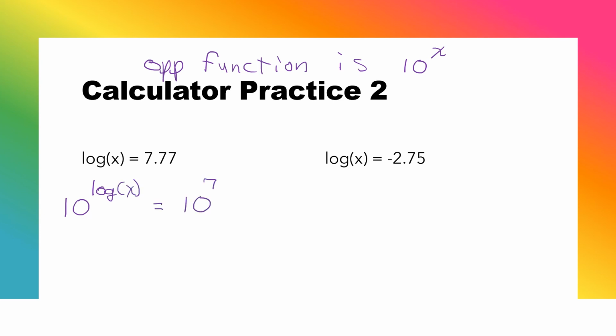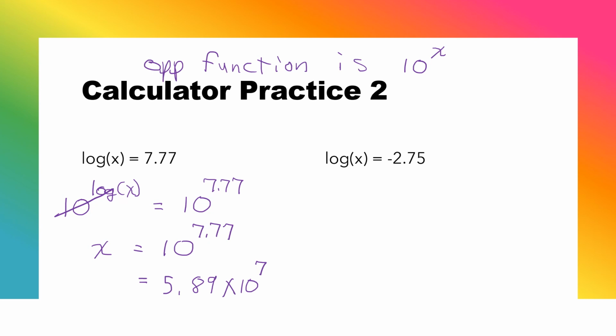So 10 to the 7.77. Well, the 10 raised to the log cancels out, leaving just x on the left side. So x is 10 to the 7.77. And let me run that through my calculator. 7.77, second 10 to the x. I get a pretty big number. I'm going to put that in scientific notation. I'm going to get 5.89 times 10 to the 7th.